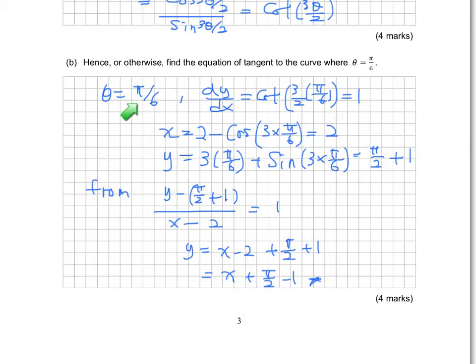And this final equation of tangent is pretty straightforward. Just sub the pi over 6 into the dy/dx, which will become your m, the gradient, and the x and y, and use that in this form to find the equation of tangent, and that's it. So, to the next question.